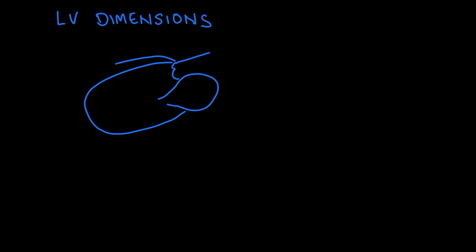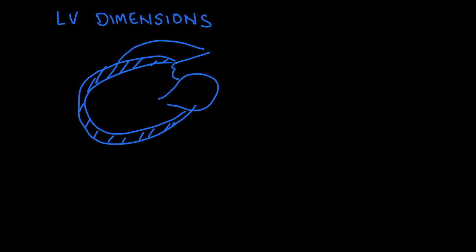So you have the left atrium that empties blood into the left ventricle, the aortic valve, the aortic root, and let's add in some of the LV muscle here. Got your right ventricle up here.